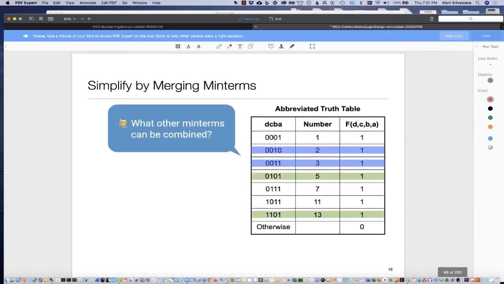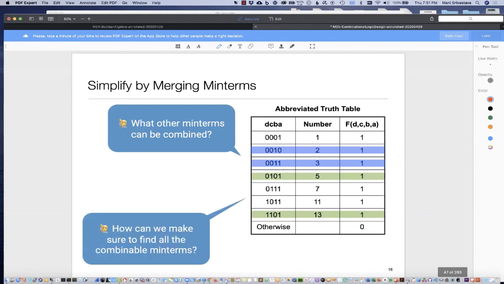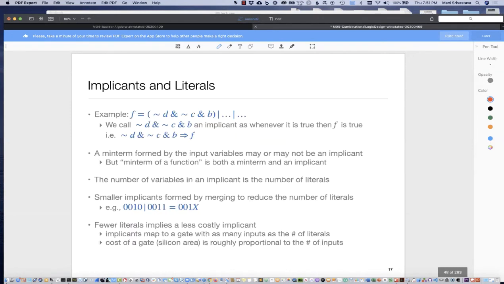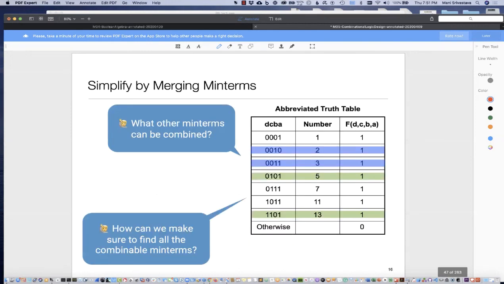So what other minterms can be combined? So I can combine 5 and 13. I can, and the others that you sort of saw. So we are going to come back to this.